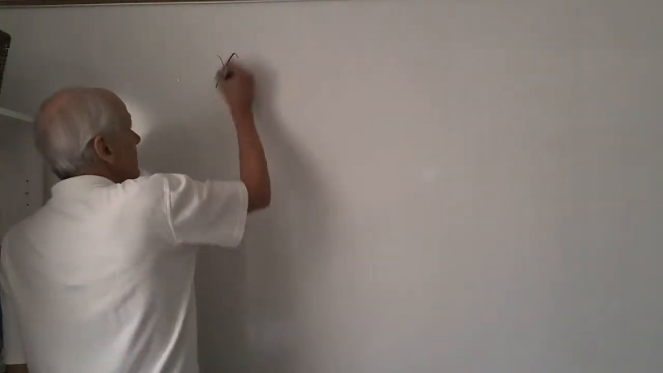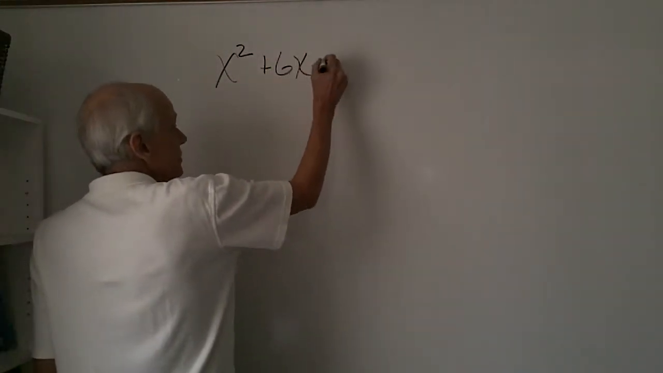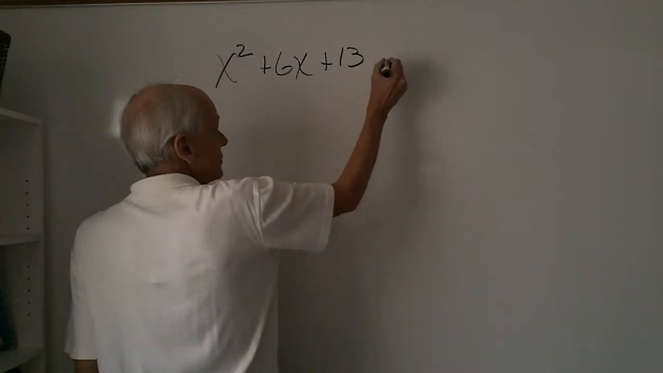Now a question from Algebra 2. I'm having a problem with completing the square. All right. Here's the problem. It's x squared plus 6x plus 13 equals 0.